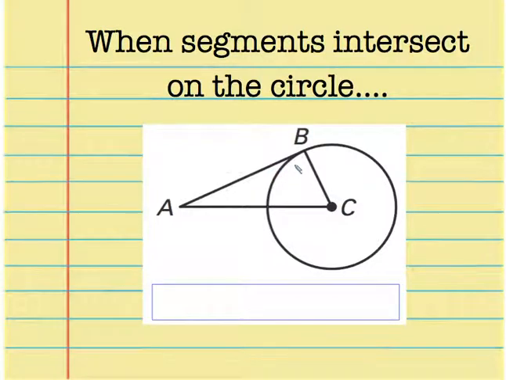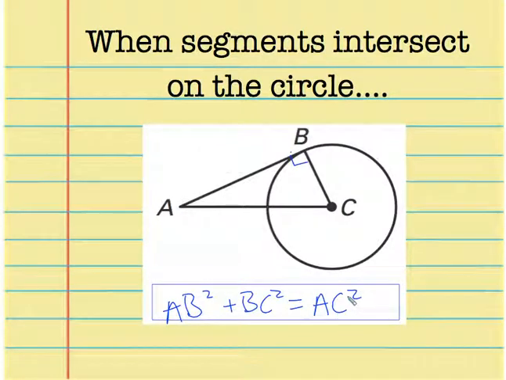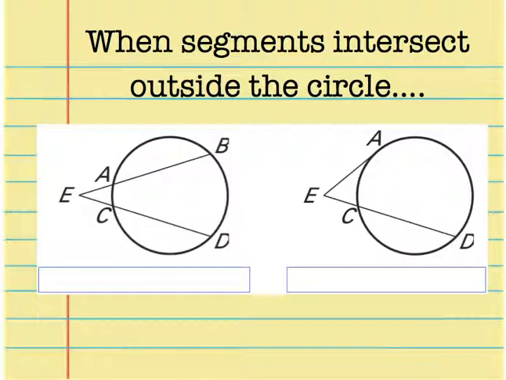This is the one we've already done where it's on the circle and we did Pythagorean theorem. So we did like AB squared plus BC squared equals AC squared. That's just Pythagorean theorem. And then outside the circle is when you do outside part times whole thing. And this one's a little bit more confusing because it's not just part times part. So let's start with this one. The outside part is EA. And we multiply that times the whole thing, which is EB.